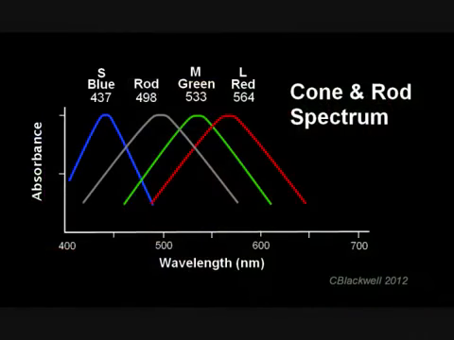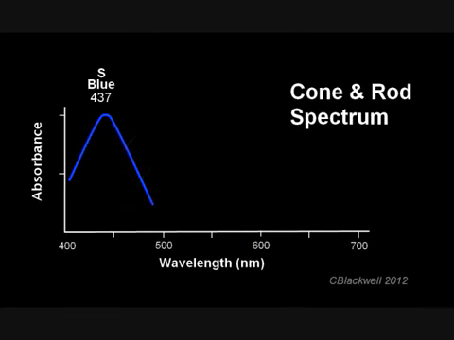This graph shows the region of the spectrum that each of the 3 cone types is sensitive to. The naming convention works like this. Blue light has a short wavelength, so these are called either blue cones or S cones. On the spectrum, its peak sensitivity is at 437 nanometers.